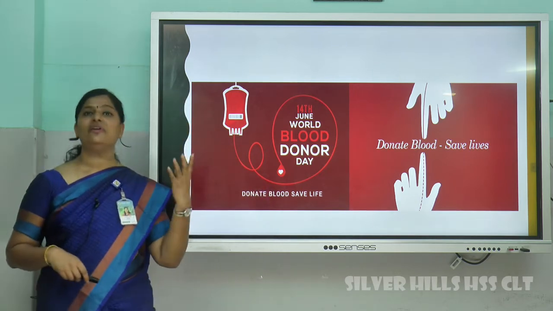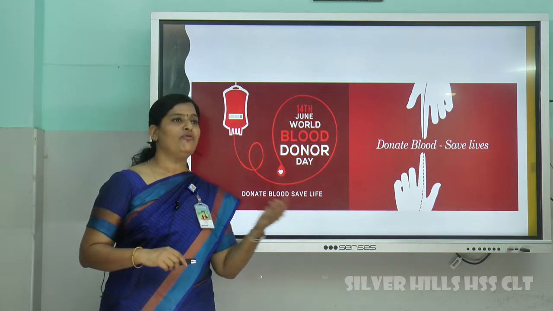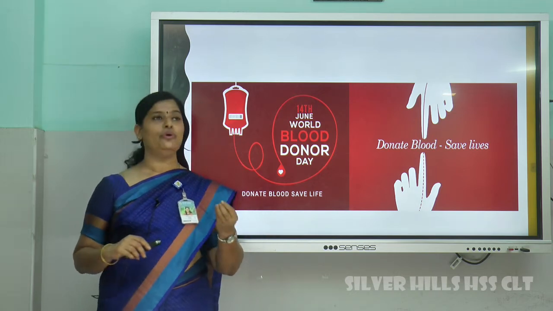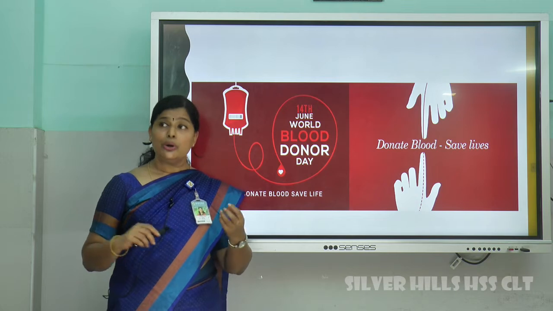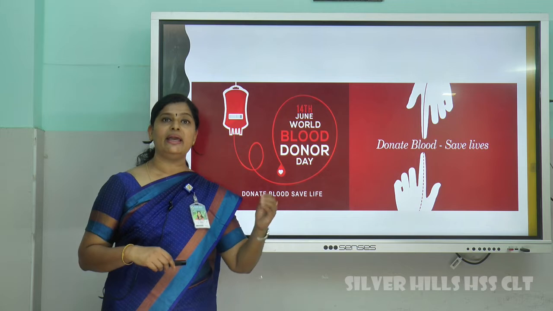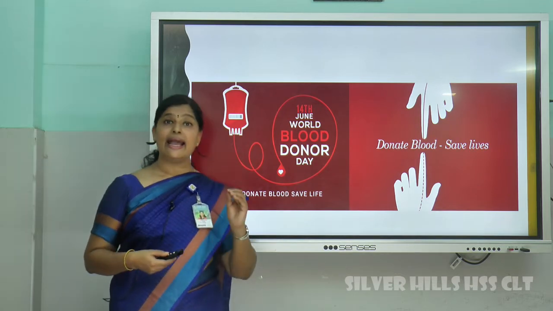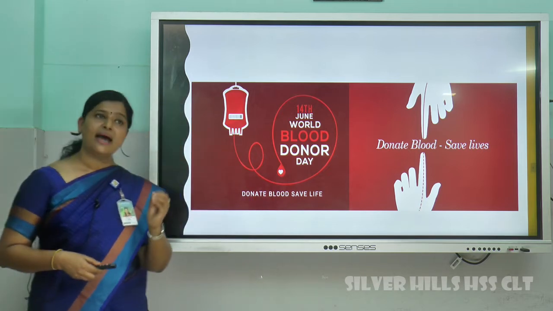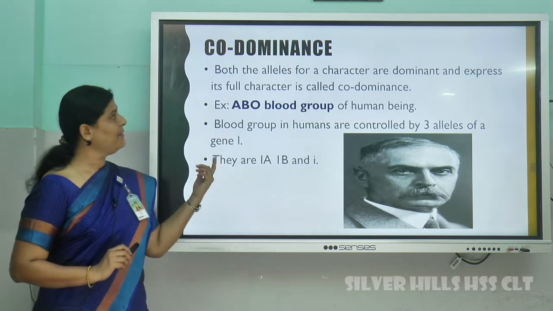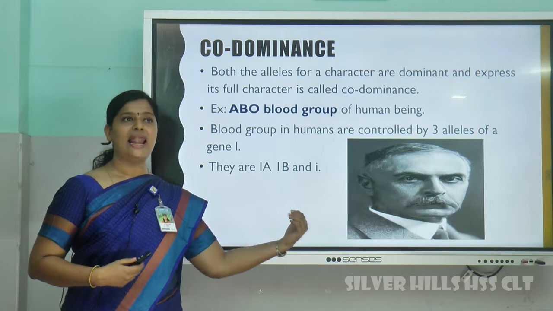And we have different types of blood groups, isn't it? Some of you have A blood group, some of you have B blood group, some of you have AB blood group, and some of you have O blood group. You know what our blood grouping is called? It's called ABO blood grouping, right? This blood grouping was proposed by a scientist. His name is Landsteiner.